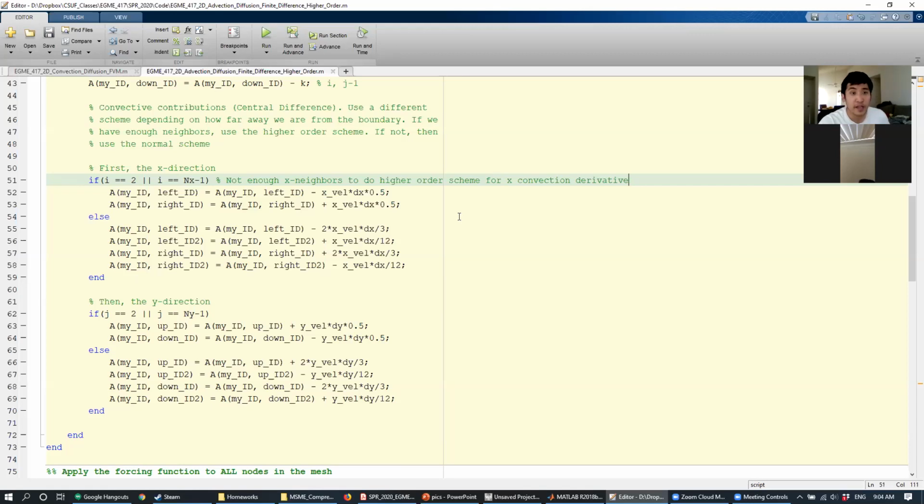If we don't have enough x neighbors to do the higher order scheme, what we have to revert to is the older scheme with our second order finite difference. You can see the coefficients here are x velocity, which is u times dx times 0.5, which is divided by 2, plus or minus. So this is basically our convection coefficients for our old scheme.